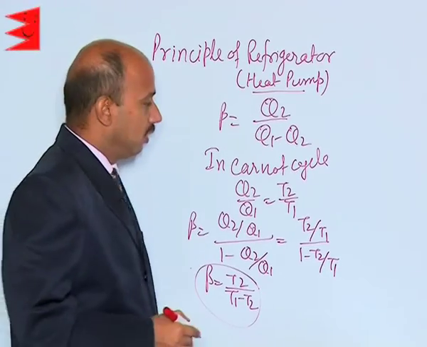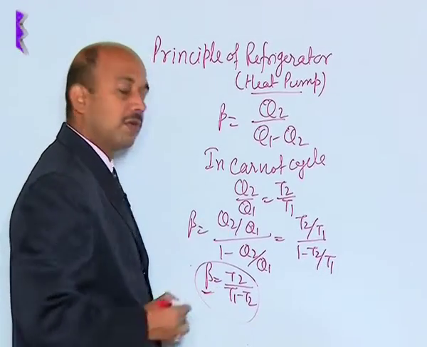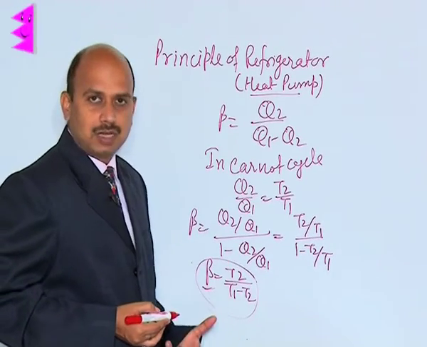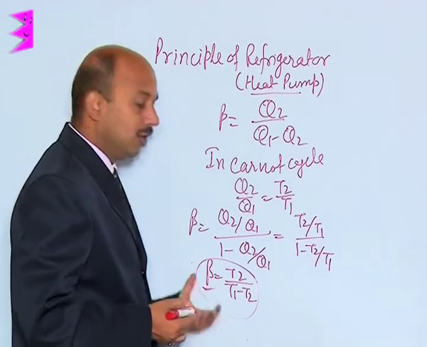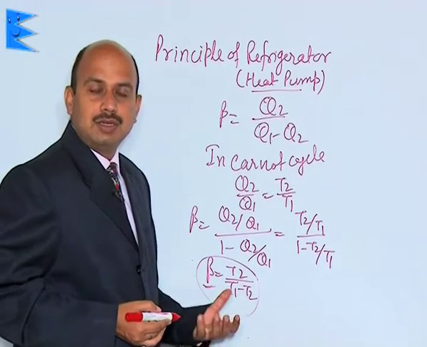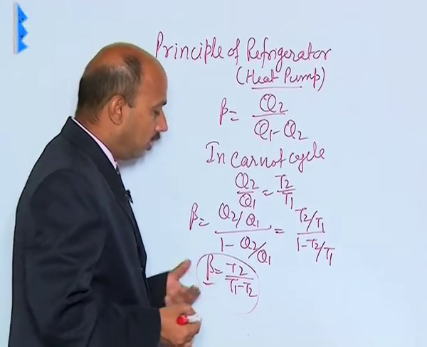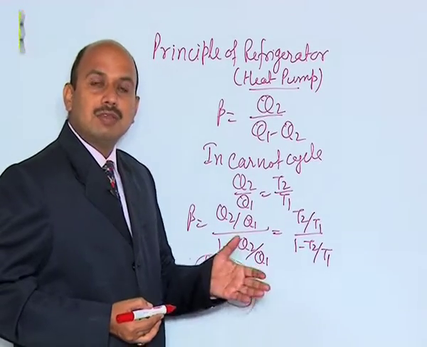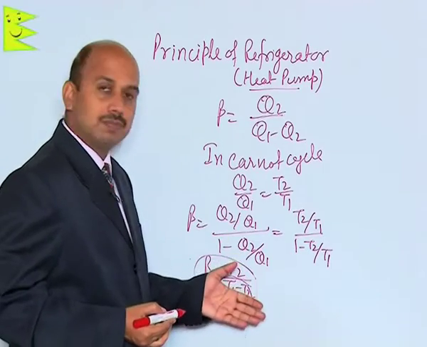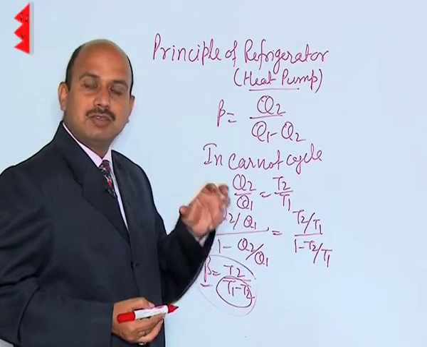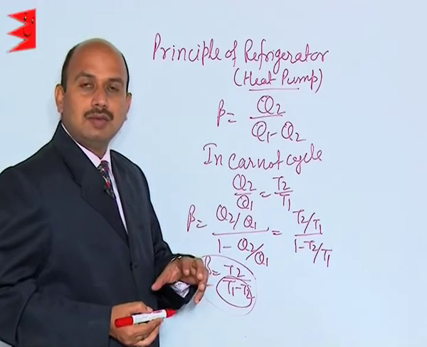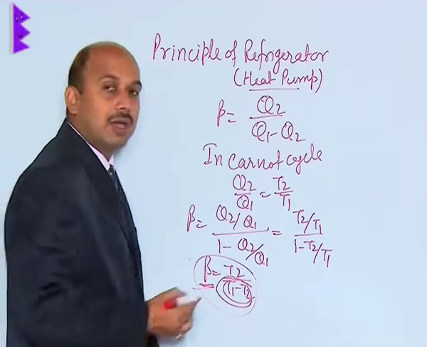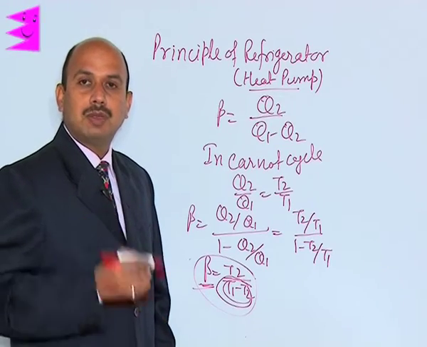Now in this case, by knowing the coefficient of performance beta, we can tell the efficiency of the refrigerator. So the higher the value of beta, the more efficient is the refrigerator. Also, if T1 minus T2 is smaller, that means the temperature difference between the body, the things placed inside, and the outside surrounding is smaller, then beta will be higher, that means the coefficient of performance will be higher.